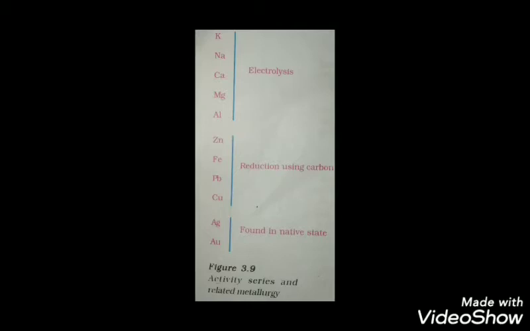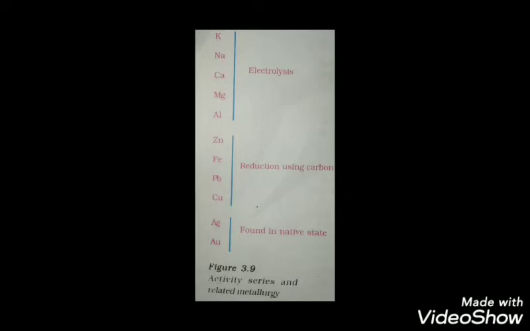The metals in the middle of the activity series like zinc, iron, lead, copper, etc. are moderately reactive. They are not too reactive and not poorly reactive either. They are in the middle. So, they are found in the Earth's crust mainly as oxides, sulfides or carbonates. For example, zinc sulfide. They occur as oxides, sulfides, sometimes carbonates.